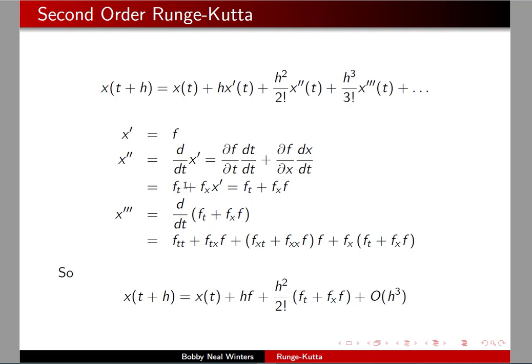We then go to a more compact notation. dt over dt is 1, and so on our partial f, partial x is f sub x, and dx dt is x prime. All right, and so again, we put in the f for the x prime. For x triple prime, we do this process again, and after we take it out that far, we have this expression for x of t plus h in terms of x and f and the partial derivatives of f, plus a big O of h cubed error term, okay?